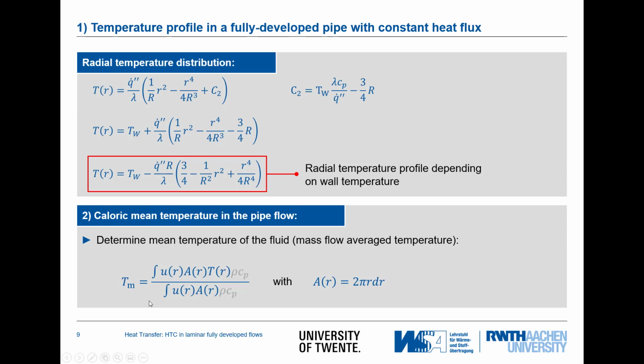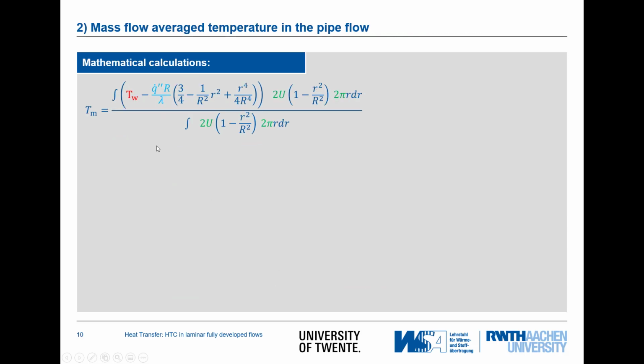You see here from the last videos we have talked about the definition of the caloric mean temperature. It's a mass flow averaged temperature, or heat capacity flow averaged temperature. You see rho Cp on the top and the bottom. We cross this out immediately because the fluid properties are constant throughout the pipe flow, and we integrate this with respect to the area of the pipe. If you want to do that, now there comes a little bit of mathematical calculations.